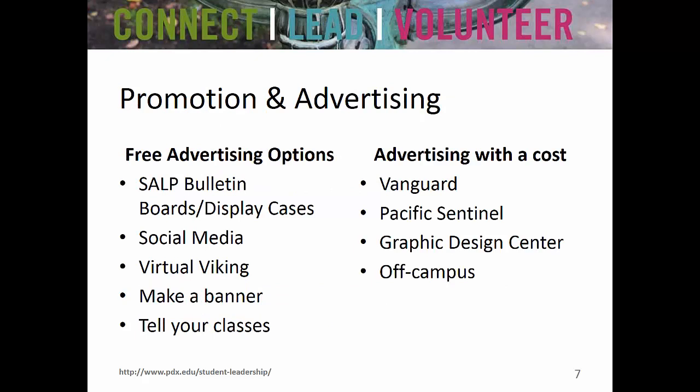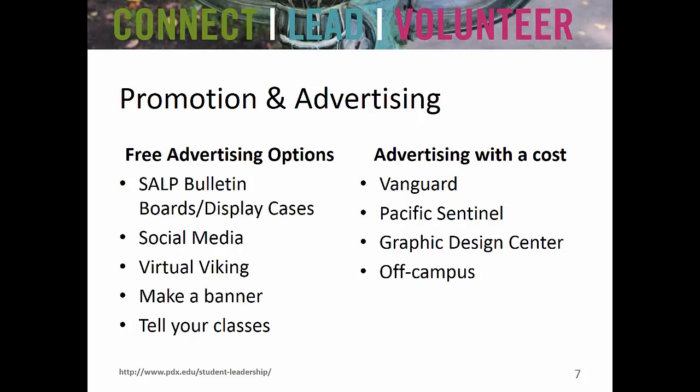Everyone wants to have a great turnout at their events. You may want to reach out to the following resources to get the word out about your event. There are multiple ways to advertise for free on campus, including SALP bulletin boards and display cases that can be reserved through the SALP front desk in SMSU 119, social media, and getting your events featured in the Virtual Viking by contacting University Communications. You can also check out an art box from the SALP front desk and use the banner paper located in the org space SMSU M108 to make a banner.